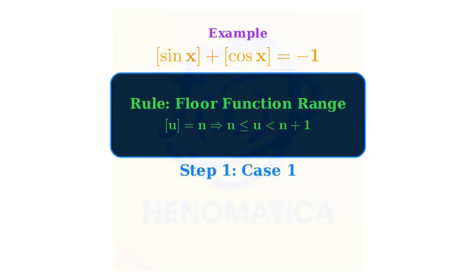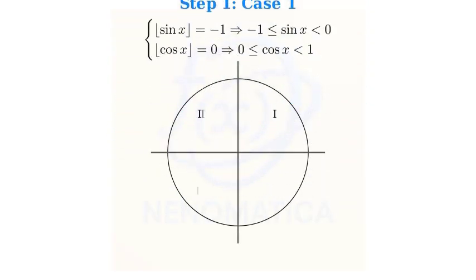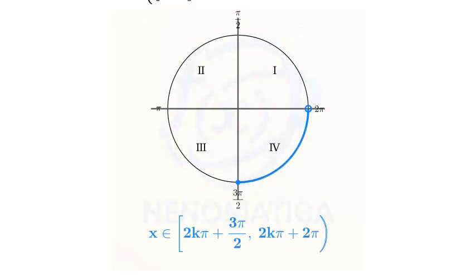Step 1, case 1. We let floor of sine x be -1, and floor of cosine x be 0. This means sine x lies between -1 inclusive and 0 exclusive, and cosine x lies between 0 inclusive and 1 exclusive. From the quadrant picture, sine negative and cosine non-negative means we must be in the fourth quadrant. The angles range from 3 pi over 2 inclusive up to 2 pi exclusive for each 2 pi cycle. Let's record that interval.